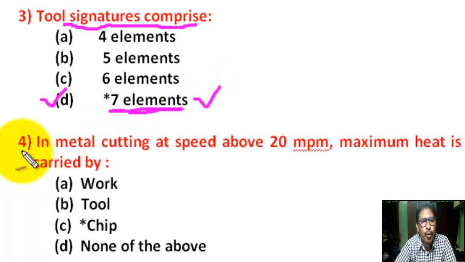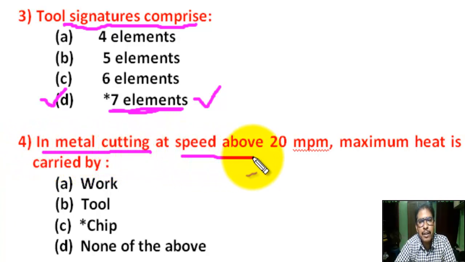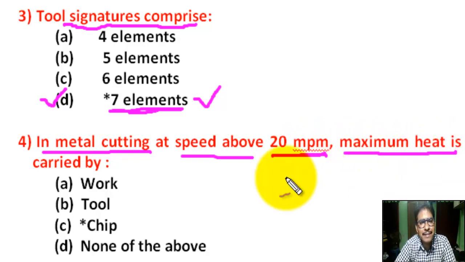Question number 4. In metal cutting at speed 20 mpm, meter per minute, maximum heat is carried out by. There are 4 options. Correct answer is C. Maximum heat is carried out by chips.